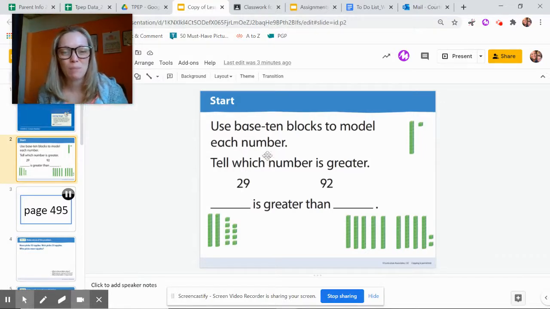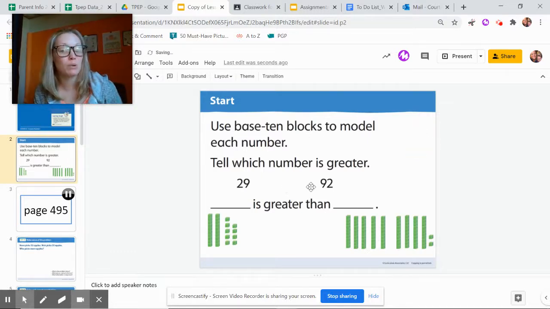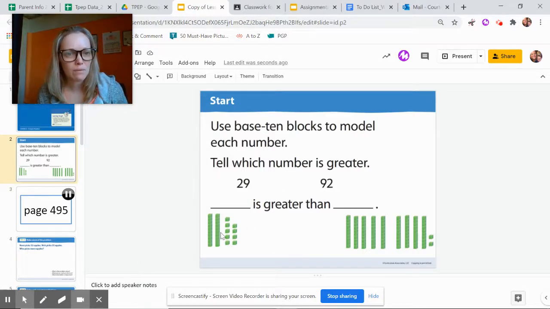And I have a warm-up problem for you here. It says use base 10 blocks to model or to show each number. You don't have those, so I have a picture here for you. You don't need those. It says tell which number is greater. We have the number 29 and we have the number 92. Some of you might be able to tell just by listening to the numbers, but I built them down here.